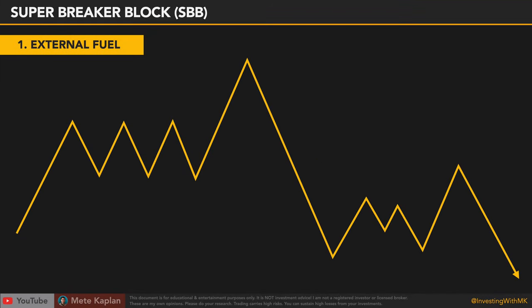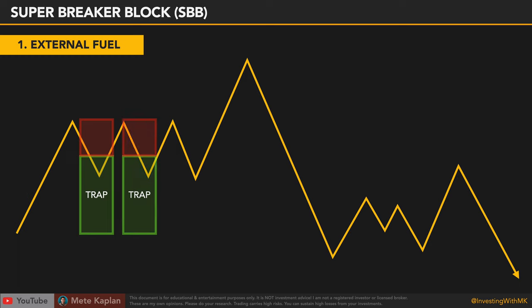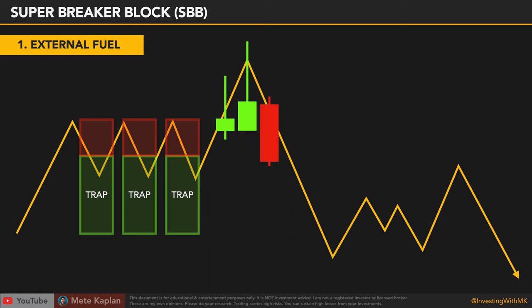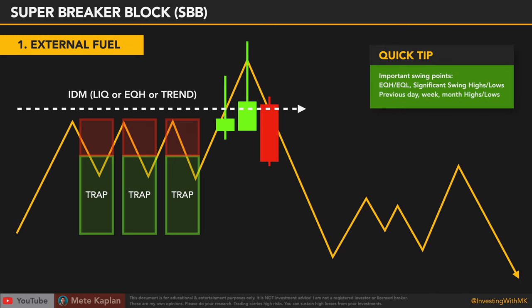Let's start a step-by-step journey of understanding super breaker blocks. The first stage of proper breaker blocks starts with a liquidity hunt. One of the easy ways is spotting equal highs and lows, basically gathering stop losses in a single price level. Once all these stop losses are hunted, we have an inducement fuel for pushing the price down. However, it could be any important swing points, previous day, week, month, highs and lows, or significant swing highs and lows.